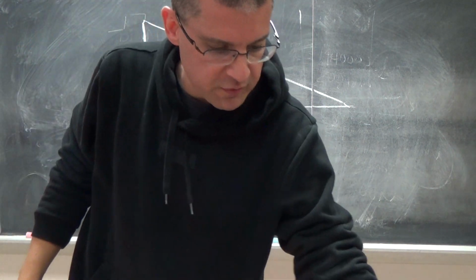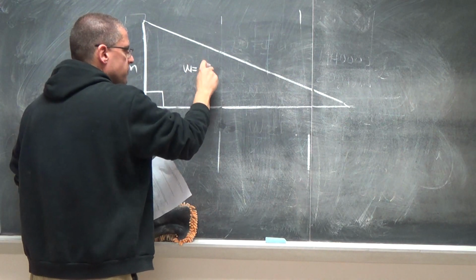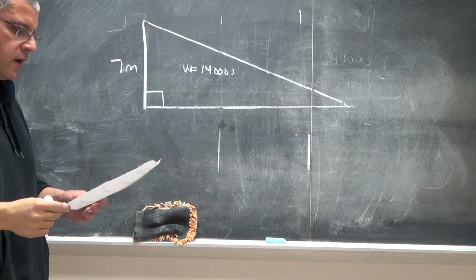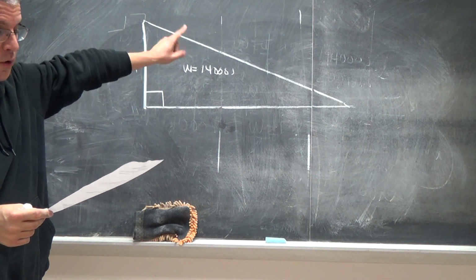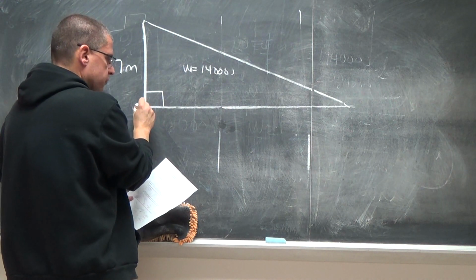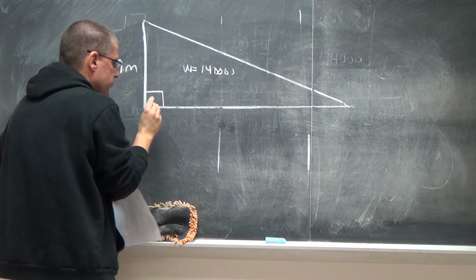So let's see what the problem's asking us. And we know the work to get the job done is 14,000 joules. Just keep that in the back of your mind. You decide you need an inclined plane to help, not do it for you, help you do the work. So you move the box, here's the box, 16 meters away from the wall. Here's the wall. Here's 16 meters.